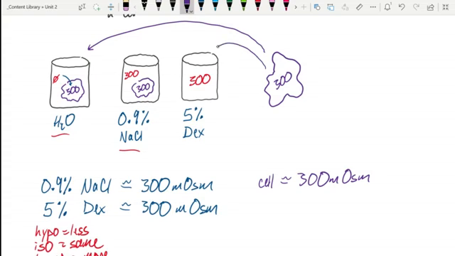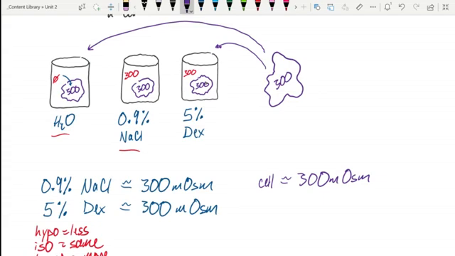All right, what about this one? Makes sense that it would do the same thing, right? So we're 300 in here. The cell is also 300, so we know they're isoosmotic. They have the same concentrations, and yet this is a hypotonic solution. Water will go into the cell and cause it to rupture. Why? What's the difference between the salt and the sugar?